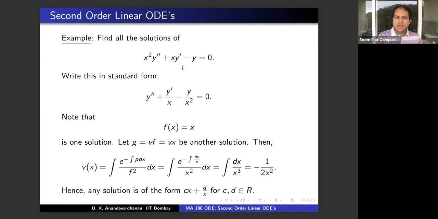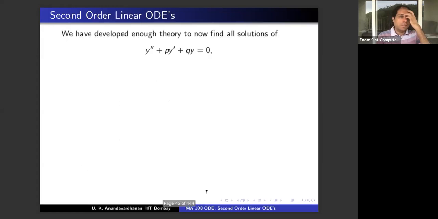You could have done it directly. You will get a quadratic where m will be +1 and -1, right? If you substituted x power m and solved it, you would have got a quadratic in m, and the roots of that will be +1 and -1. And you would have got it directly also, but I am applying this method.